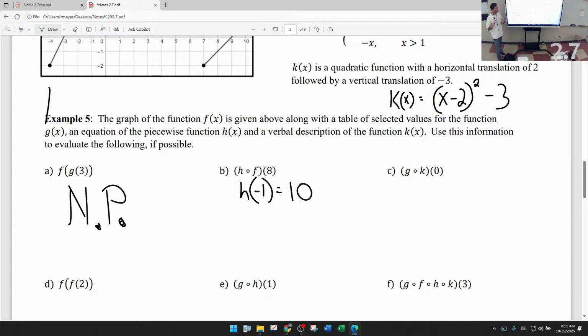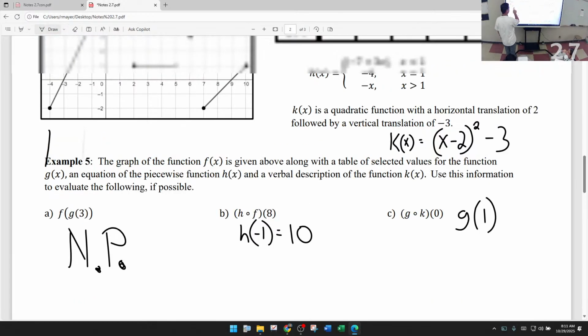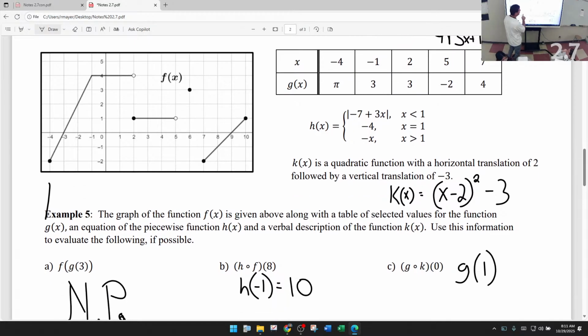Everybody else okay? Good? And now I need g of k of 0. Well, I know I can do k of 0. 0 minus 2 is -2. -2 squared is 4. 4 minus 3 is 1. So I have to do g of 1. Again, I would plug in 0 and show that. g of 1. Did I do it right? I don't know what g of 1 is, so I don't think I can do that one.